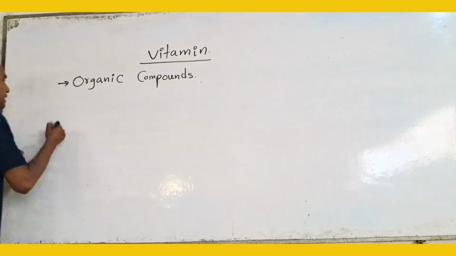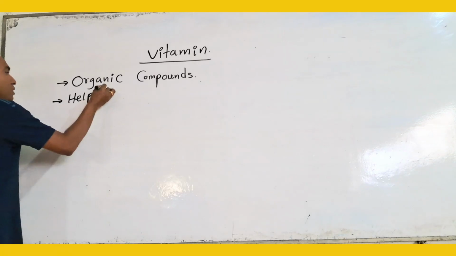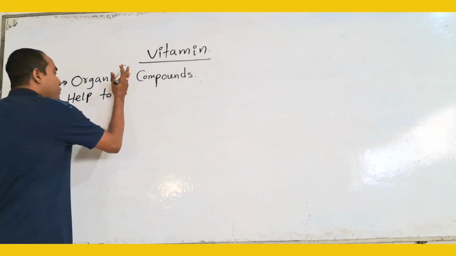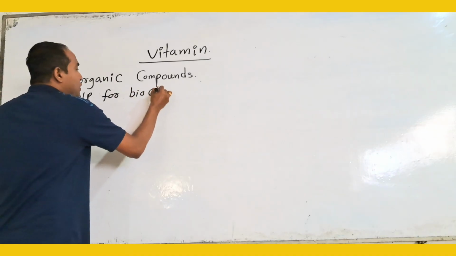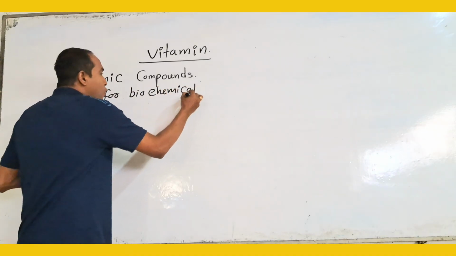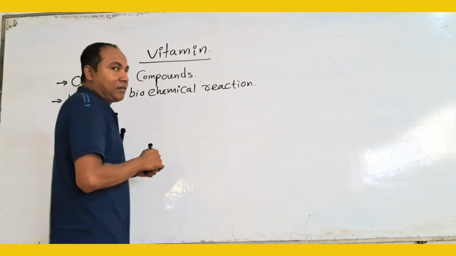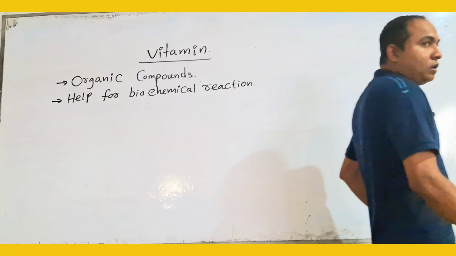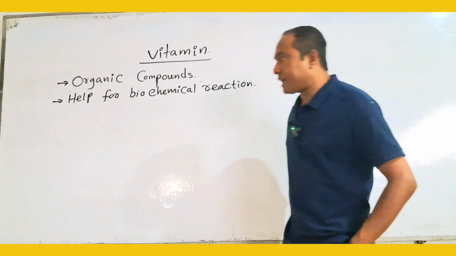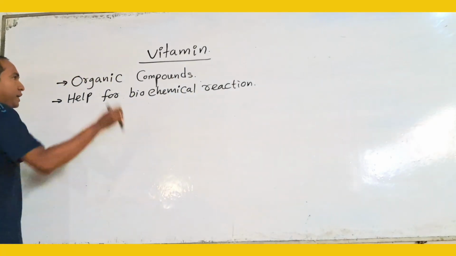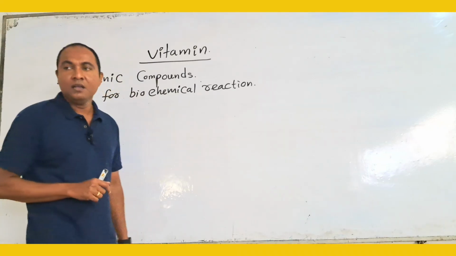Another point you must learn under vitamin is that it helps biochemical reactions. You already know there are some chemical reactions in our body, no? These chemical reactions are normally known as biochemical reactions. Vitamin is an organic compound which helps the biochemical reactions.